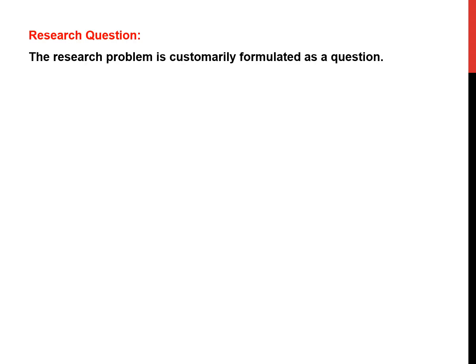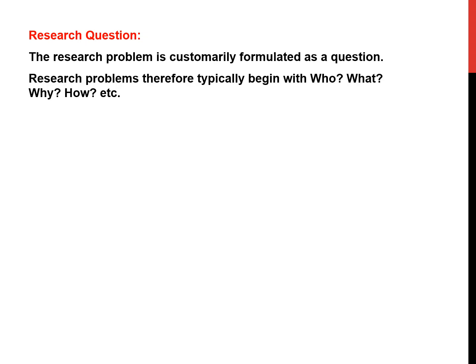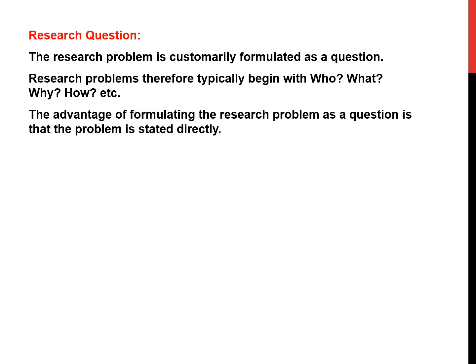Now the research problem is usually formulated as a question, and typically would be phrased as who, what, how, etc. The advantage of formulating the research problem as a question is that it allows you to state the problem directly, so there's no ambiguity about it. It makes things a lot easier and a lot clearer.